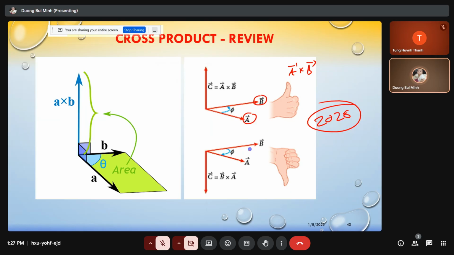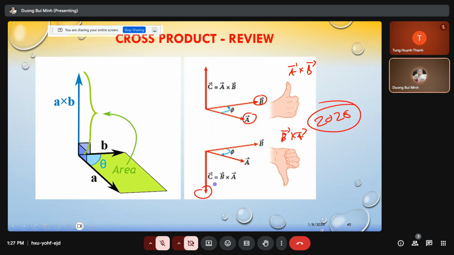Otherwise, if we consider B cross A, right? B cross A, from vector B comes to vector A, so the resultant vector is in the downward direction. Okay? Yeah.